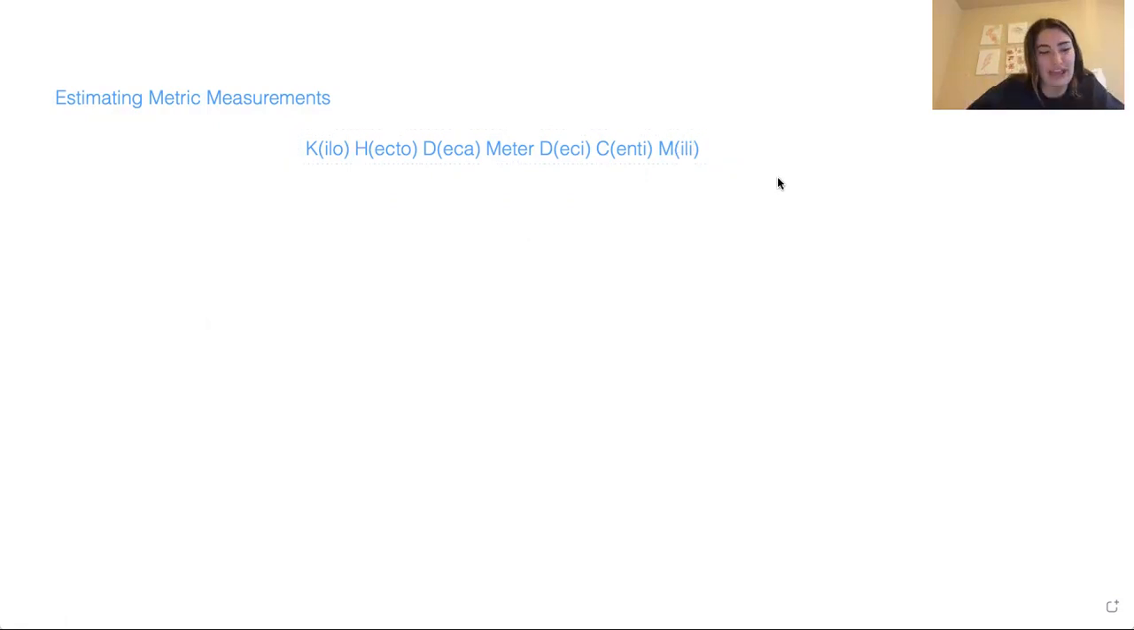So this is for length in general. So if a meter is 1, let's show that being a meter is 1. Let's space it out a little more so you can see this better. Okay, I think that should be good. So a meter is 1.